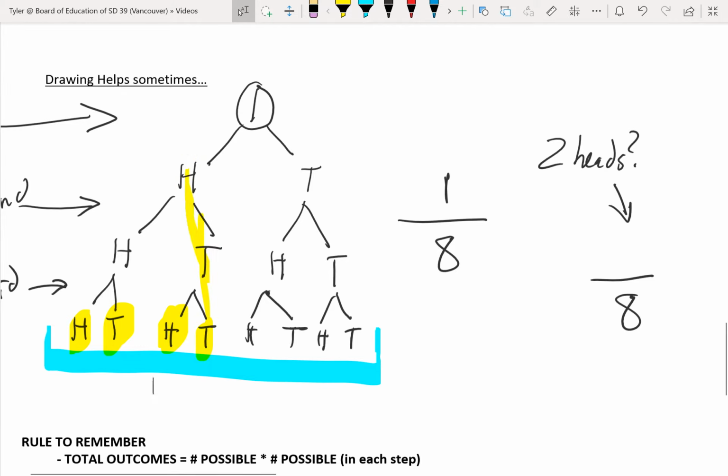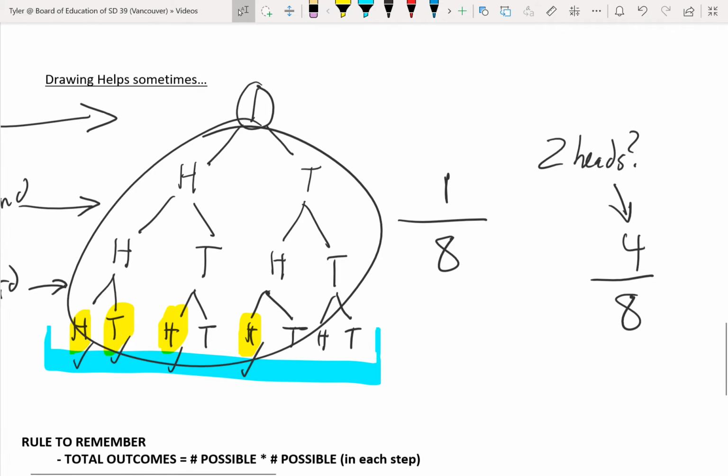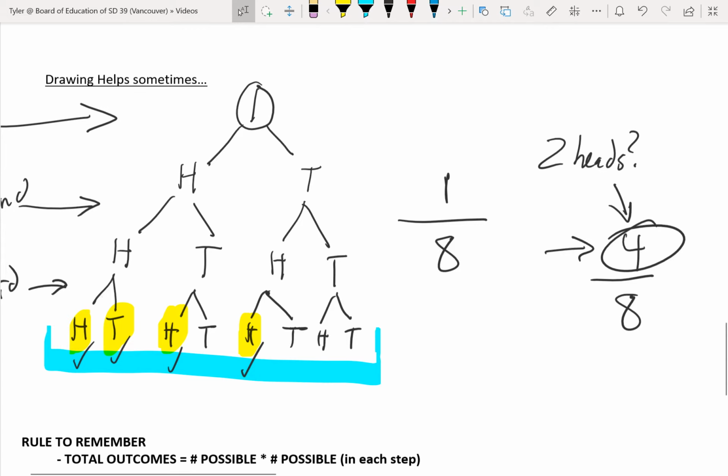This one's not good because it had 2 tails. This one's good, so we will color it yellow. This one is not good. This one was 2 tails, and this was 3 tails. So when we look at it, we end up getting 1, 2, 3, 4. 4 out of 8. I think that drawing this probability chart can be really helpful for calculating this and knowing exactly how many.